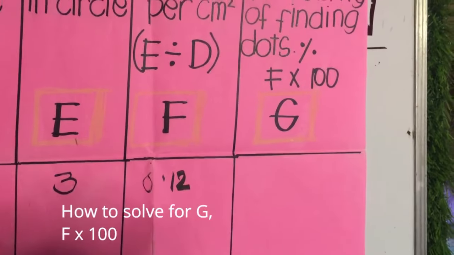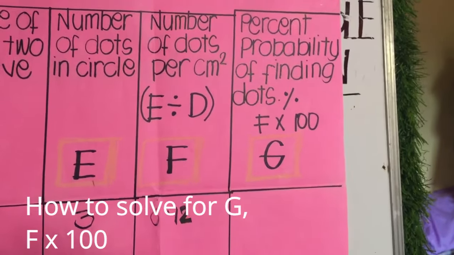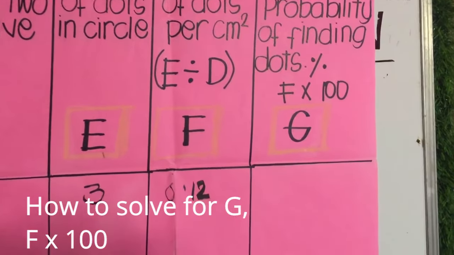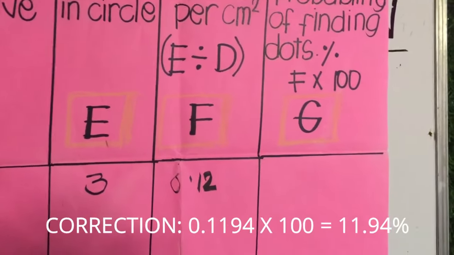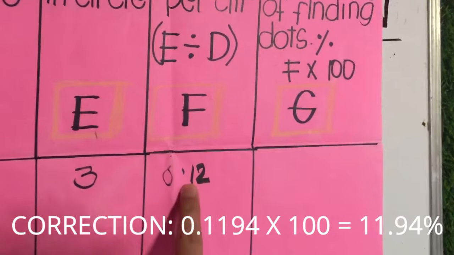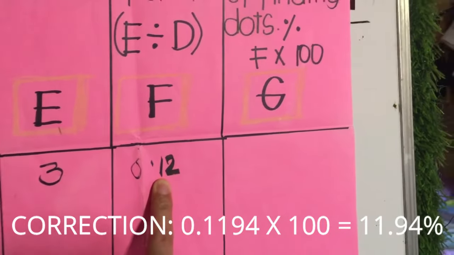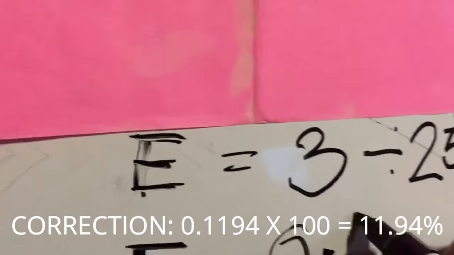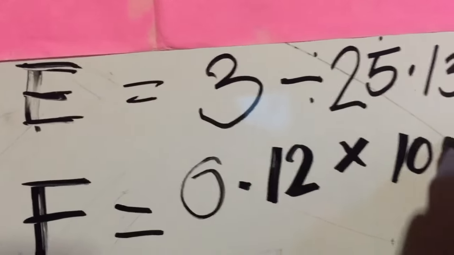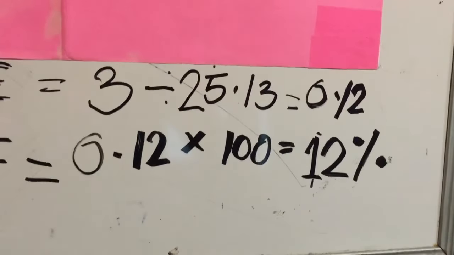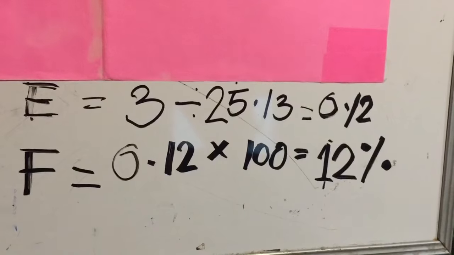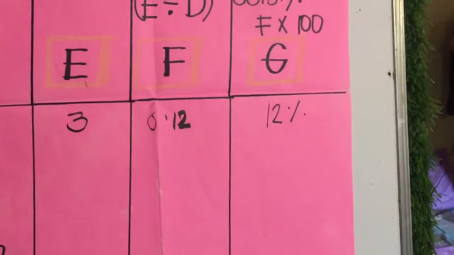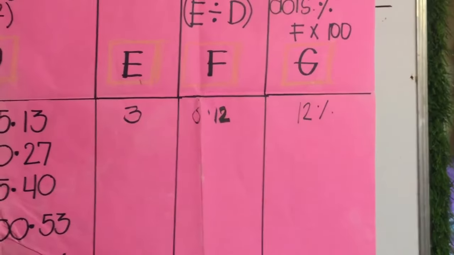Okay? Now, paano naman yung G? Sa G naman is the percent probability of finding dots in percentage. Kaya nga percent, di ba? So, paano natin makukompute yan? F times 100. Ito yung sagot mo kanina sa F, ita-times mo lang siya sa 100. So, our answer kanina dun sa F is 0.12. 0.12 times 100. Calculate. Okay, so answer is 12%. So, yun yung ilalagay nating sagot sa letter G. Nakuha po ba? Ganun po yung gagawin natin sa E, F, and G.